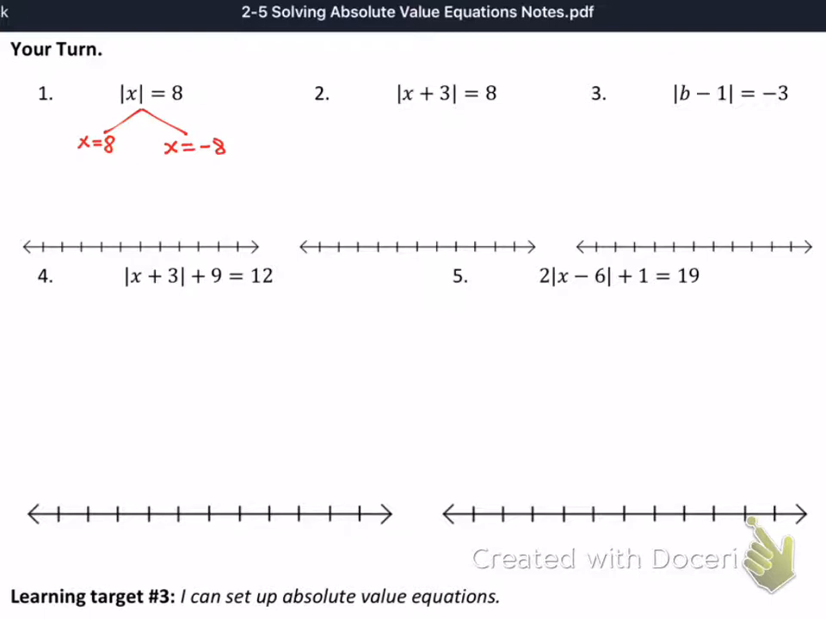Because if I plug those back in, I get the absolute value of 8. And you just got to make sure you fill out the number line and plot them. There's my number line, intervals of 2, and so my solutions are negative 8 and positive 8. Okay? Go ahead and do numbers 2 and 3. Pause the video, do numbers 2 and 3, and then I'll help you out with number 4.